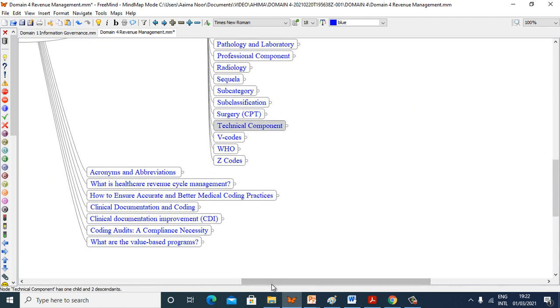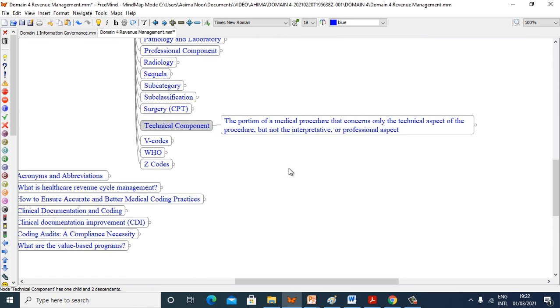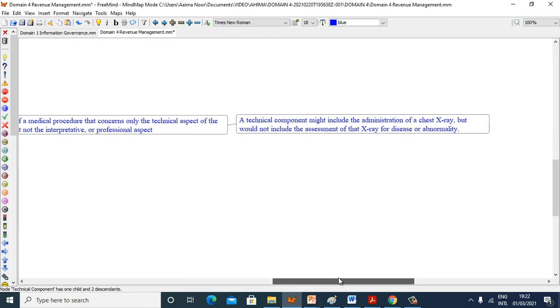Technical component. The portion of a medical procedure that concerns only the technical aspect of the procedure but not the interpretive or professional aspects. A technical component might include the administration of a chest X-ray but would not include the assessment of that X-ray for disease or abnormality.